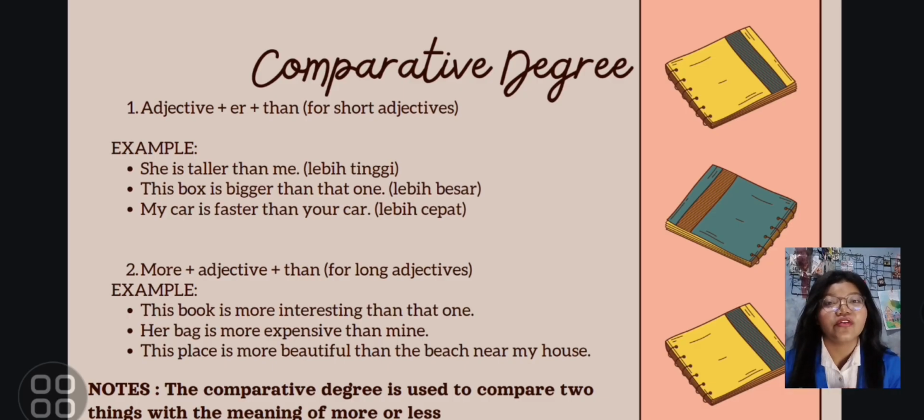For long adjectives, we use more plus adjective plus than. For example, this book is more interesting than that one, or her bag is more expensive than mine. So, the comparative degree is used when we compare exactly two things.